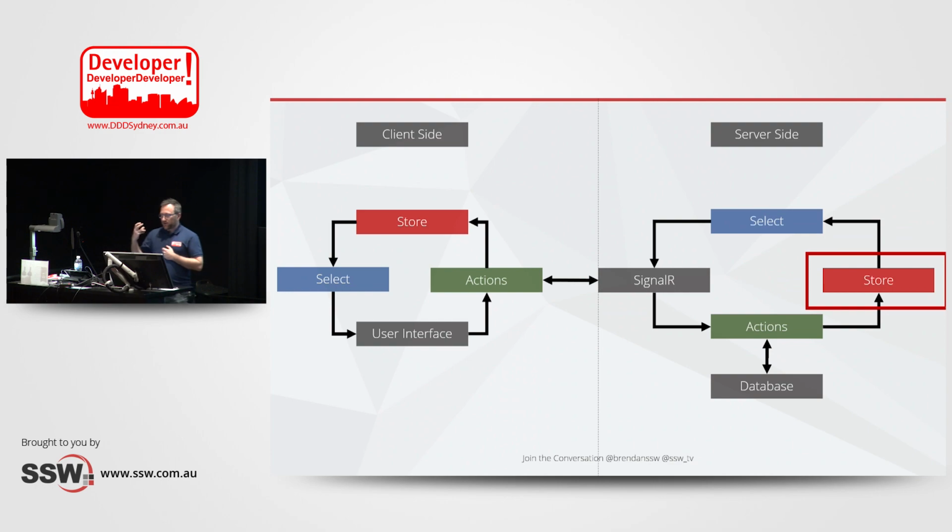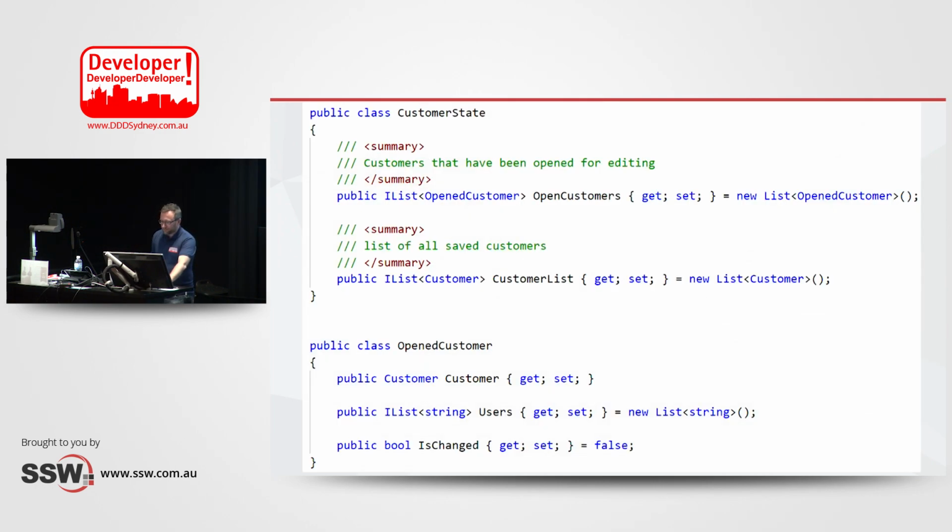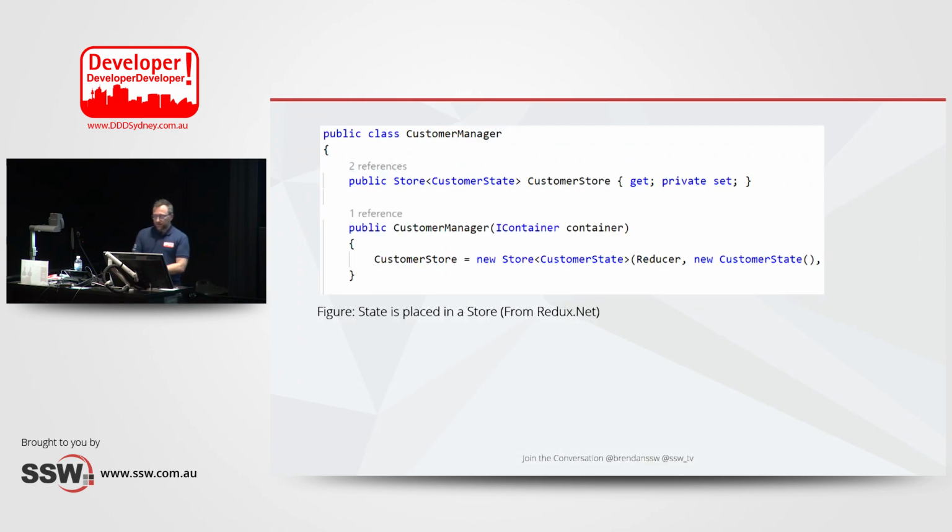This is where we're storing our shared state that's shared between all the clients that are connecting to our system. And our state looks pretty simple. We've got a global customer list, which is a list of all the customers in my system. I've then got a list of open customers, and for each open customer, that's got a reference to the customer, a reference to the users that have opened that customer, and then a Boolean is changed. And that's what's driving the Save Changes button on the edit screen. So if it's changed, the Save button comes up. As soon as I've cleared is changed, that gets wiped out. So it's pretty simple. So this state, I take it and put it inside the Redux.NET store.